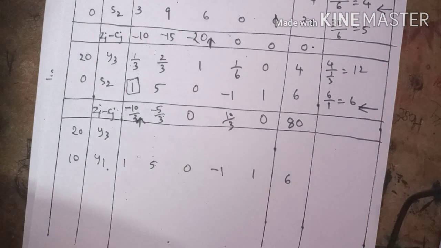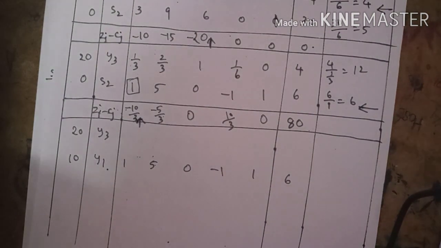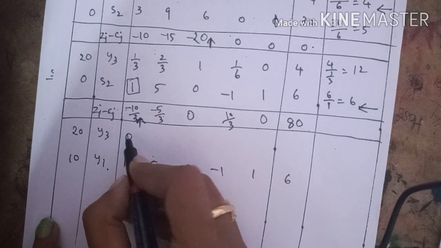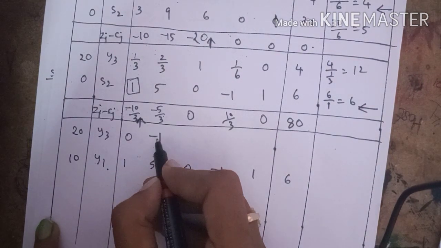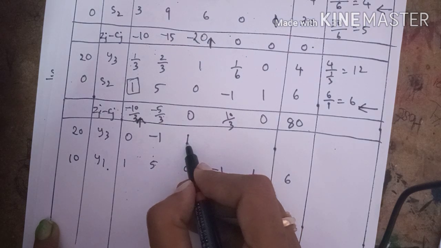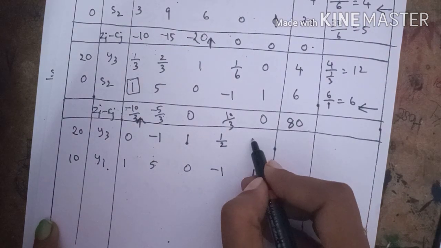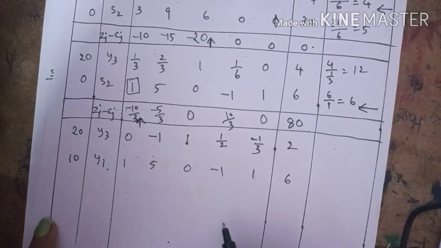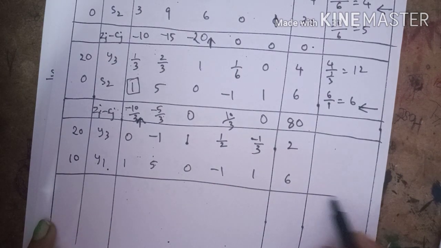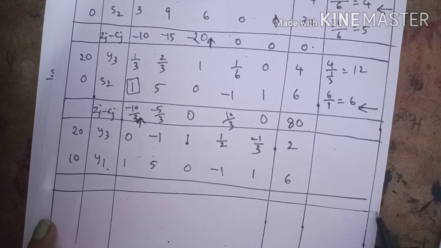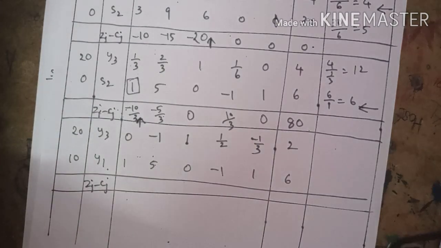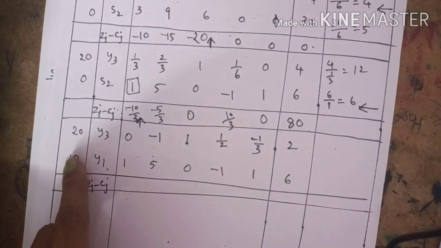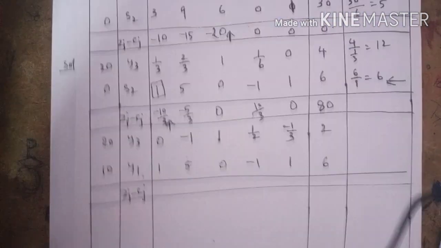Now we will write. How much have you got? The first value is 0, minus 1, third value is 1, fourth value is 1 by 2, last value is minus 1 by 3, here 2. Zj minus Cj. 20 into 0, 0, plus 10 into 1, 10, minus 10, minus 10. How much? Minus 10 is 0.